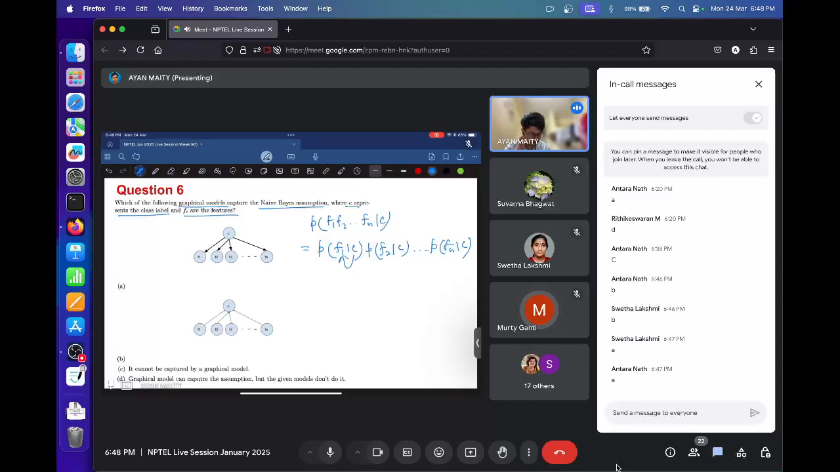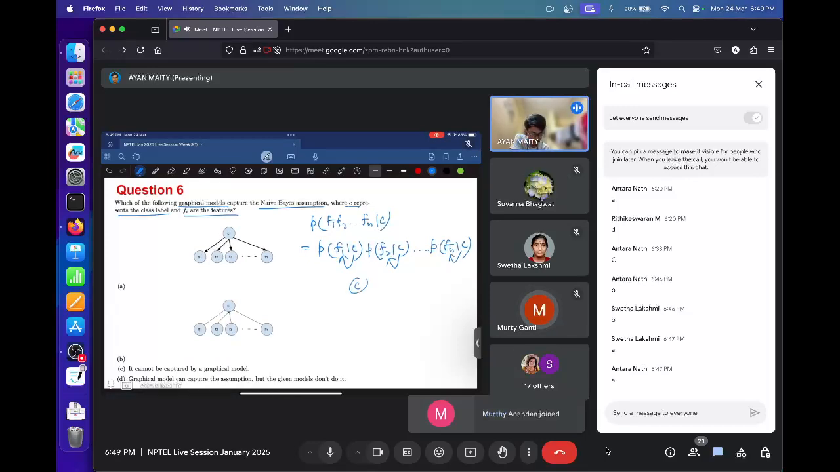So F1 given C, so there should be an edge from C to F1. There should be an edge from C to F2, and also the direction of the edge is important here. F1 depends on C, so there should be an edge from C to F1. Similarly, there should be an edge from C to F2, and there should be an edge from C to Fn.